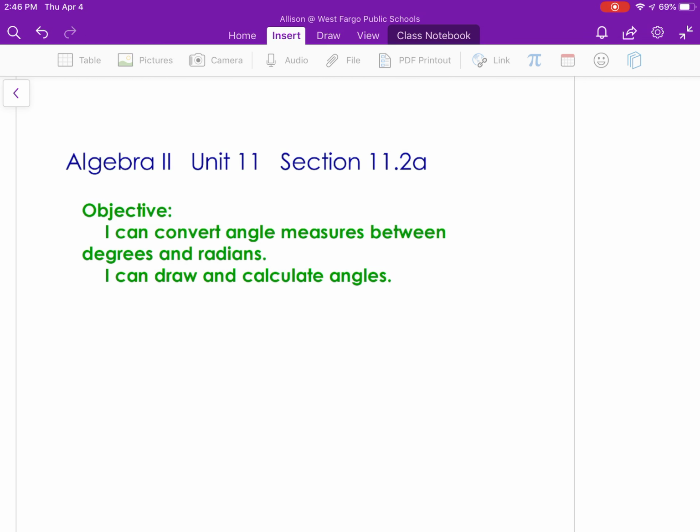Hey class, this video is going to go along with section 11.2a. Says Mrs. Anderson, our objectives today are: I can convert angle measures between degrees and radians, and I can draw and calculate angles.